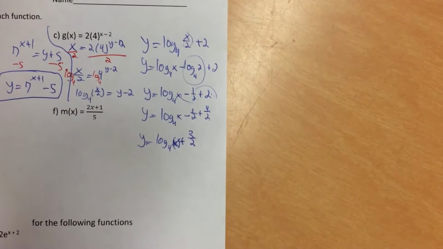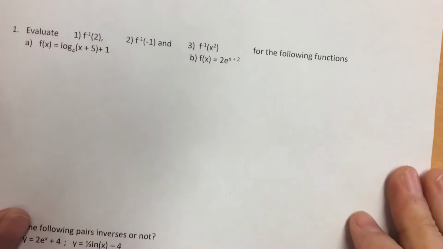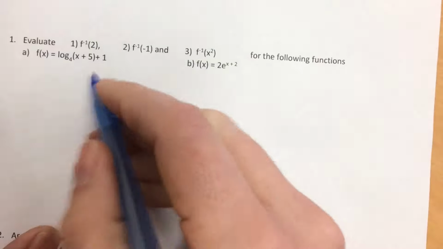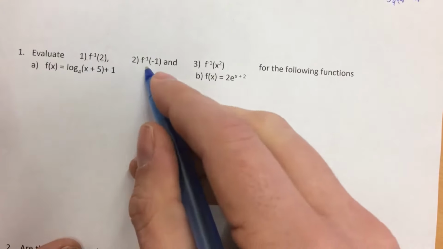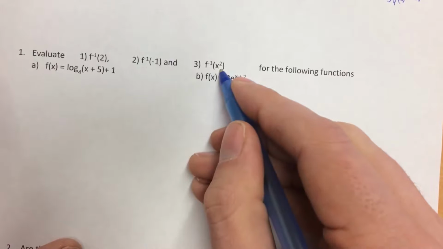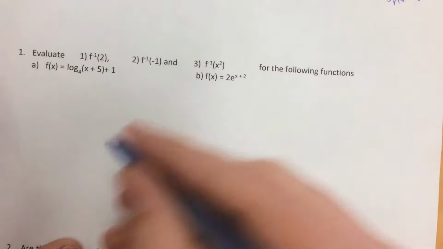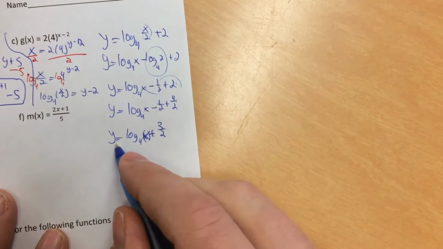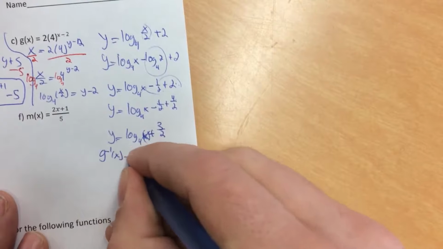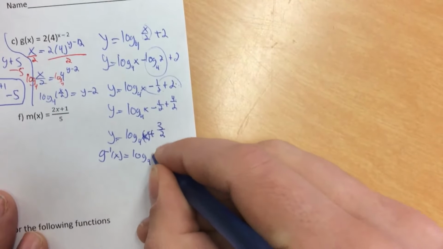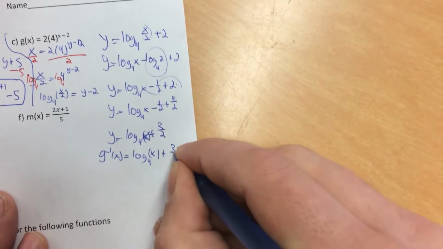All right. Let's see. I guess I will do A here. It says find f inverse of 2, f inverse of -1, and f inverse of x squared. So first we have to find f inverse. Oh, you know, on that last one, I don't love the way I ended up writing this solution. Because it started with g of x, I'm going to end with g inverse of x equals log base 4 of x plus 3 halves.